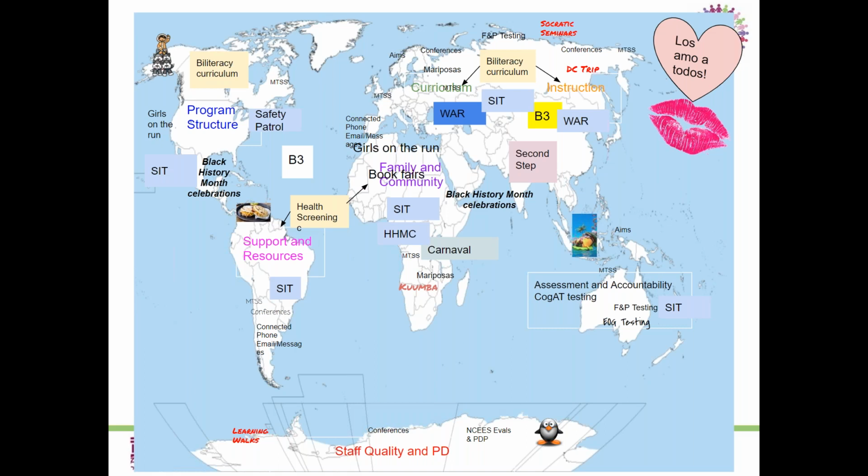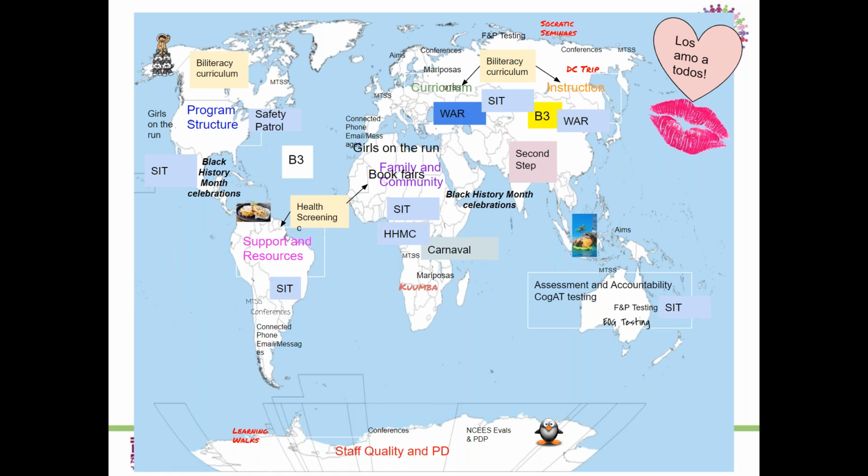Our B3 is our after-school program. We take children on a lot of different field trips, Socratic seminars, our F&P testing that we were using in 4th and 5th grade, our Second Step curriculum. And then you can follow your way on around to assessment and accountability and looking at the various elements of COGAT testing, F&P, EOG, and then of course our school improvement team and their analysis of that testing process.